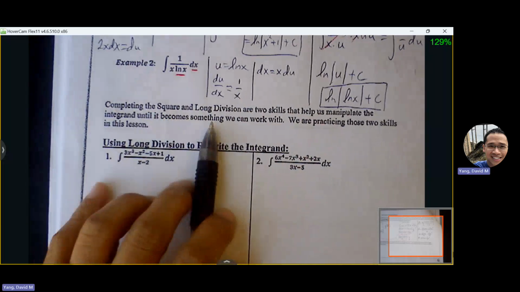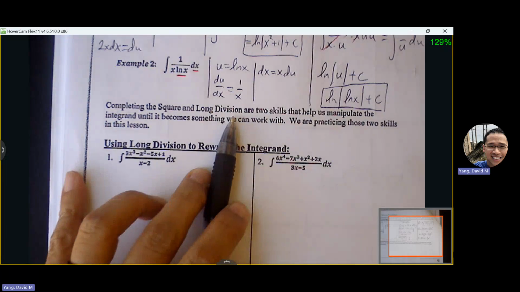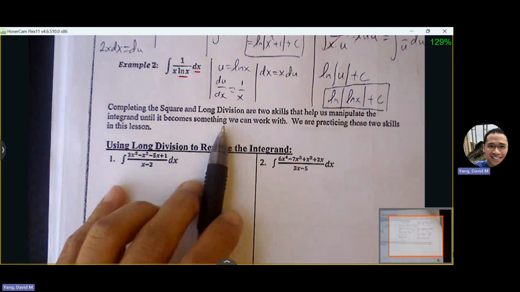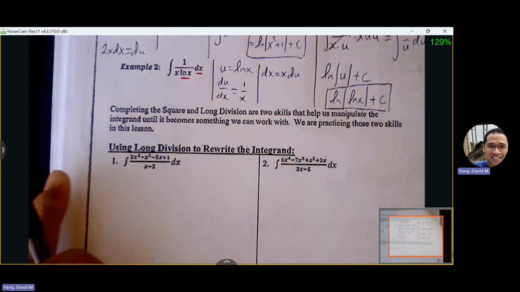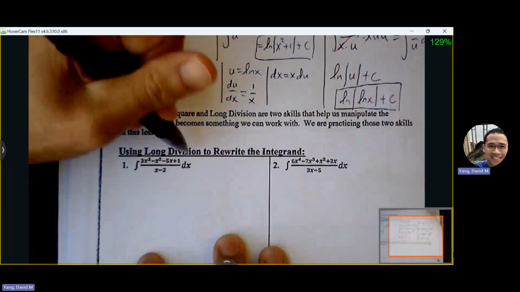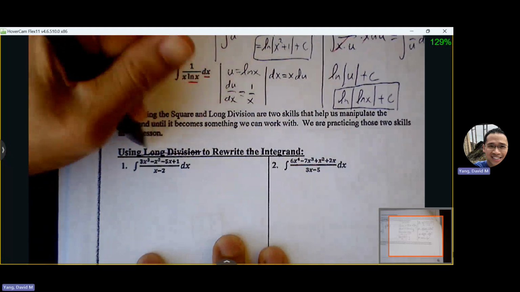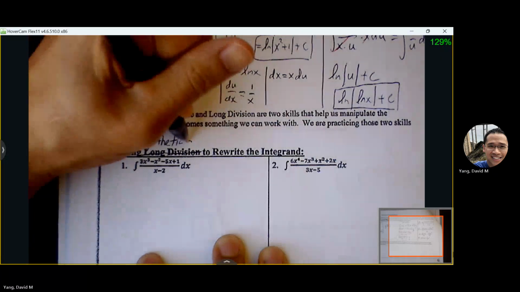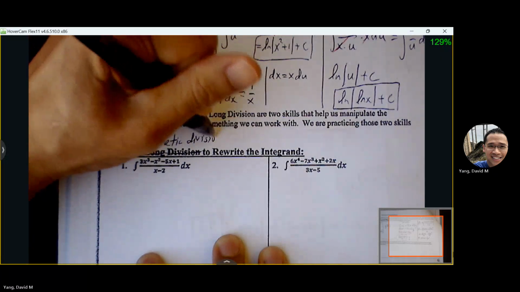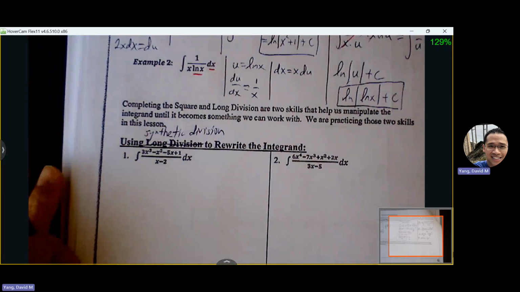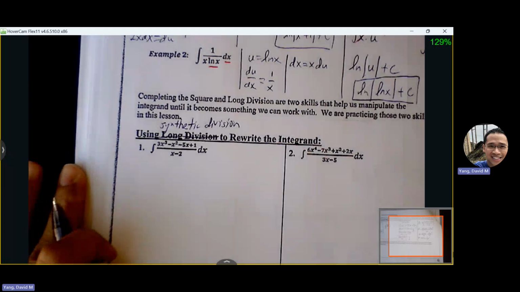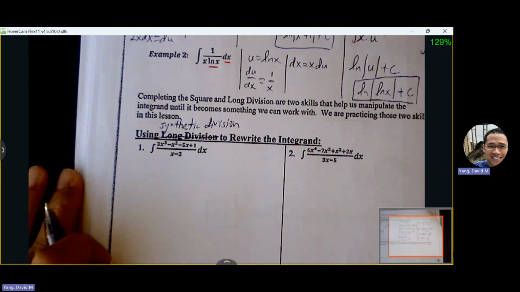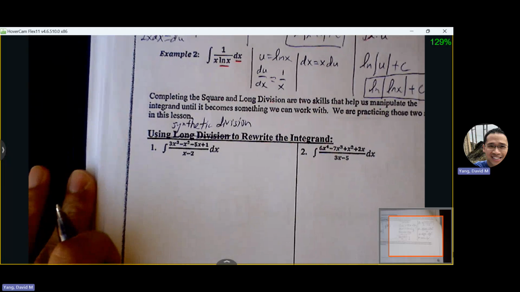Okay, completing the square and long division are two skills that help us manipulate the integrand until it becomes something that we can work with. We can practice these two skills. I'm not going to do long division. I'm going to do synthetic division. I just haven't seen any problems on the AP exam that require long division, so we're just going to stick with synthetic division. It's going to be the faster route.